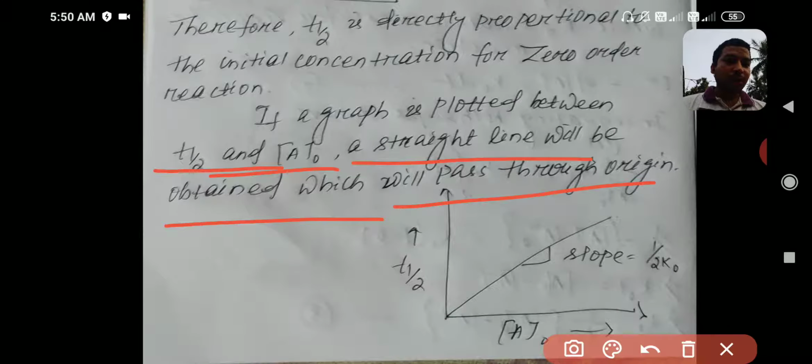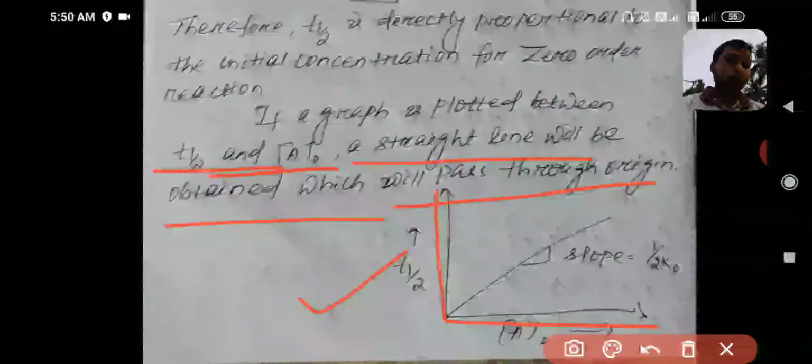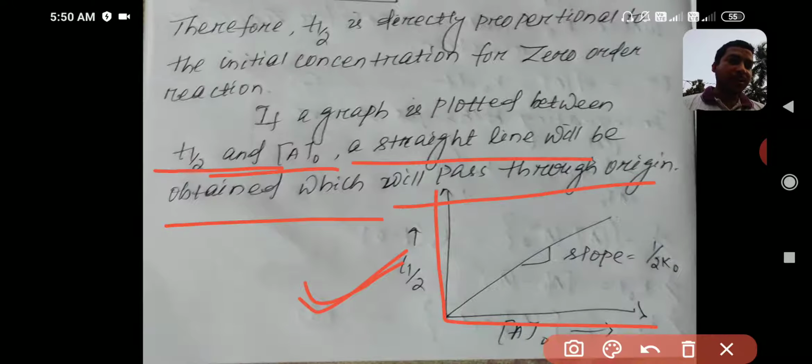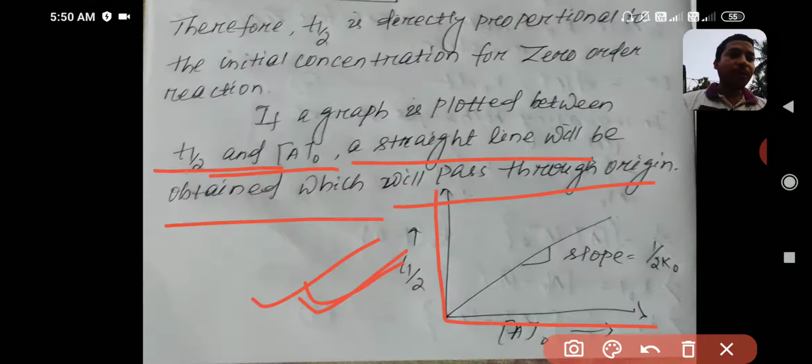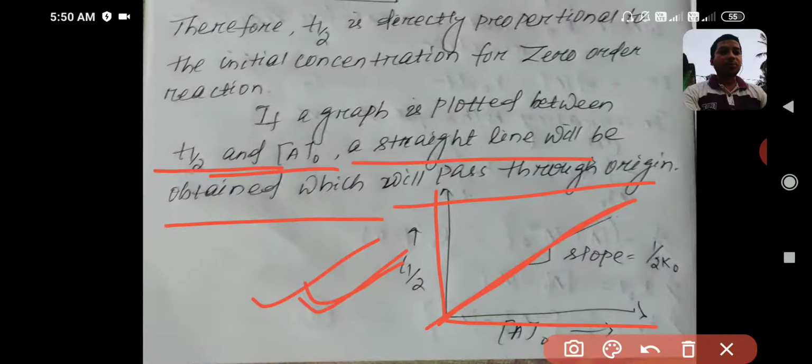Now the nature of the curve will be like this. If half life period is taken on the y-axis and initial concentration on the x-axis, or you can take a0 over here and T half over here, the nature of the curve will be a straight line that passes through the origin, whose slope will be 1 by 2k0. So this is all for today's video lecture.